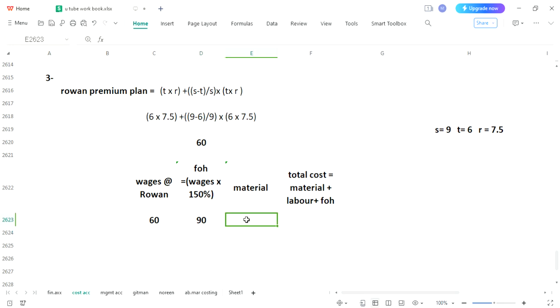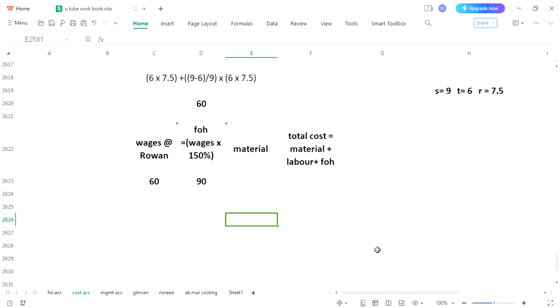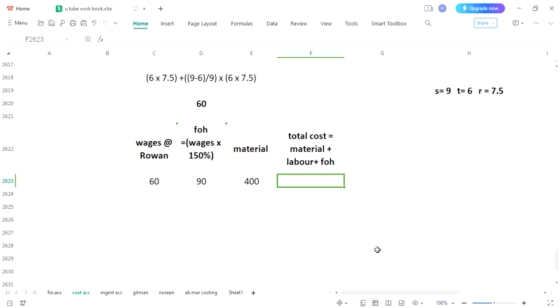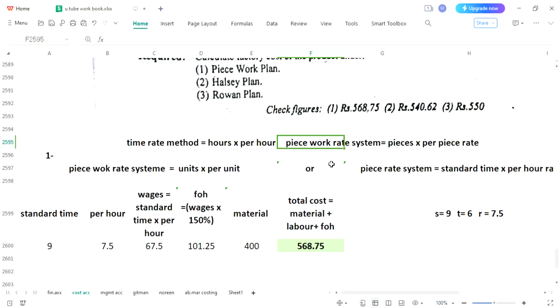Material is mentioned in your question, and that is material cost 400. So directly put 400 in material. Alright. The final step is what? We can now calculate total cost, which is the sum of material, labor and FH. Material is 400. Add your labor, which is 60, and then add your FH, which is 90. So we have got our third answer, 550, and you can see the third answer is also 550.